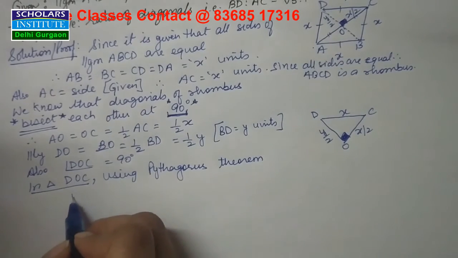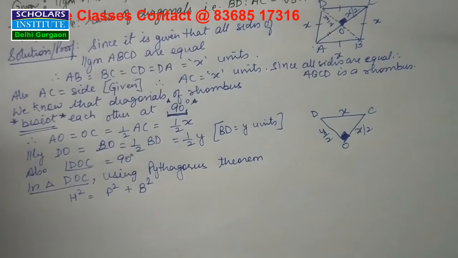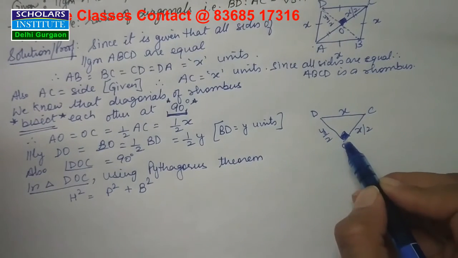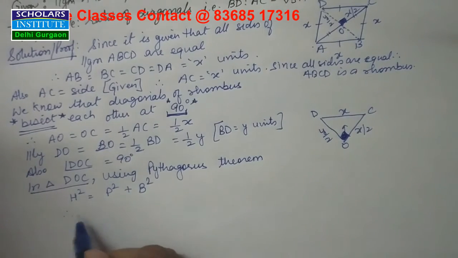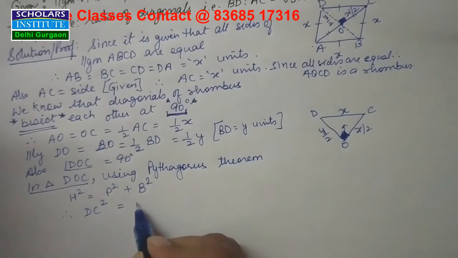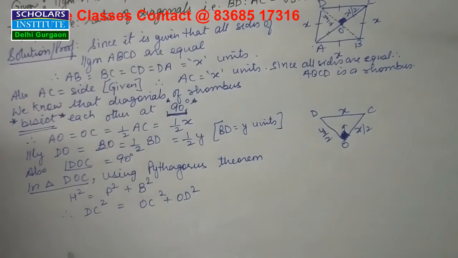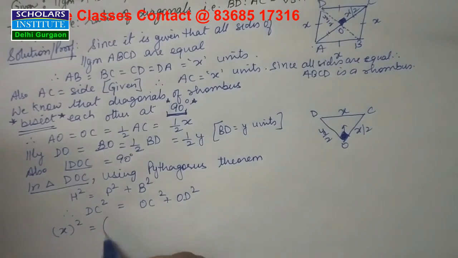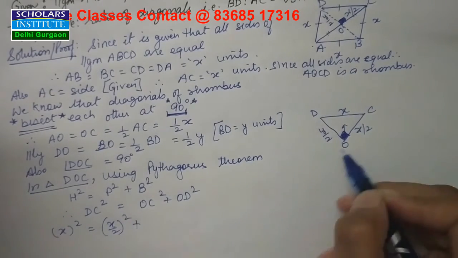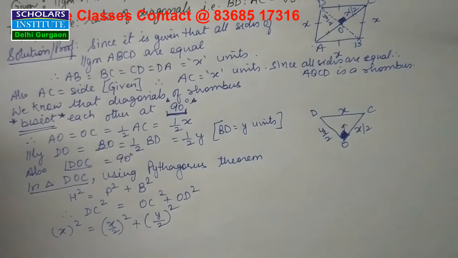And what is the Pythagoras theorem? Hypotenuse square is equal to perpendicular square plus base square. Which is hypotenuse? The side opposite to 90 degree is hypotenuse. So can I say hypotenuse is DC square is equal to OC square plus OD square? Let's put the values. X square, OC is x by 2 square and OD is y by 2 square. Let's open these brackets and solve it further.